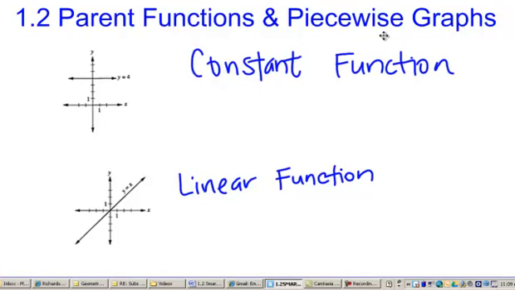Okay, so the first one is the easiest one we're going to talk about. It's called the constant function. Basically, like in my graph, I've got it graphed at y equals 4. It's a horizontal line going through y equals 4, as you can see.